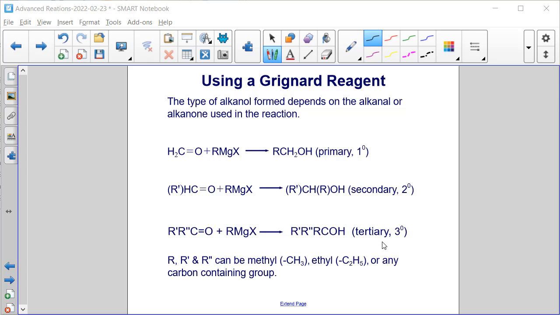So this is a tertiary alkanol because there are no hydrogens, right? Carbon is bonded to 3 other carbons here. This carbon is bonded to 2 other carbons, right? And this carbon is bonded only to 1 other carbon. Symbolized, of course, by these R prime, and R double prime.